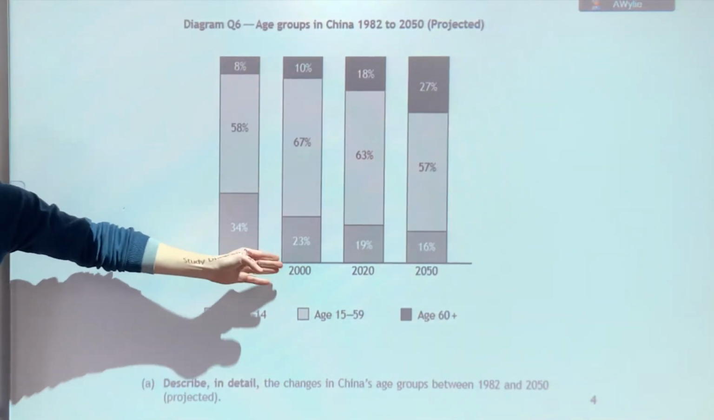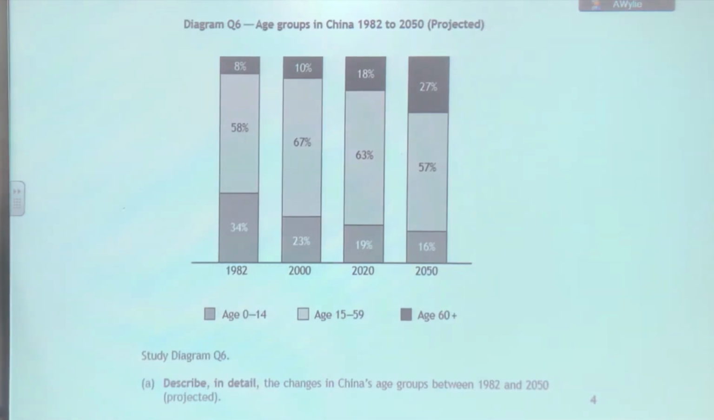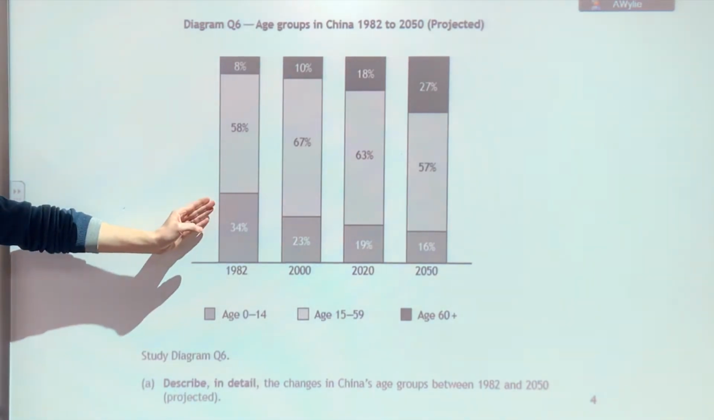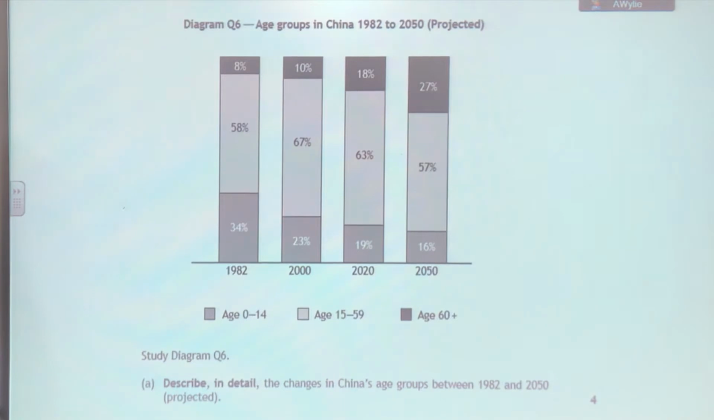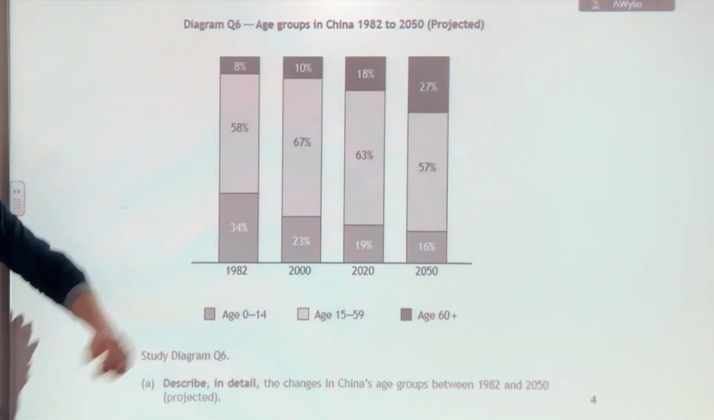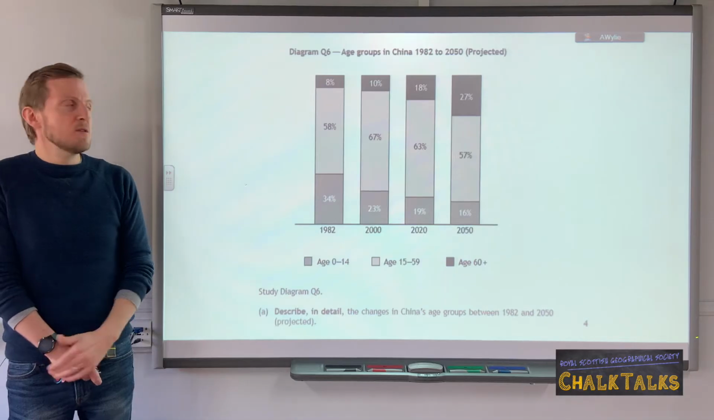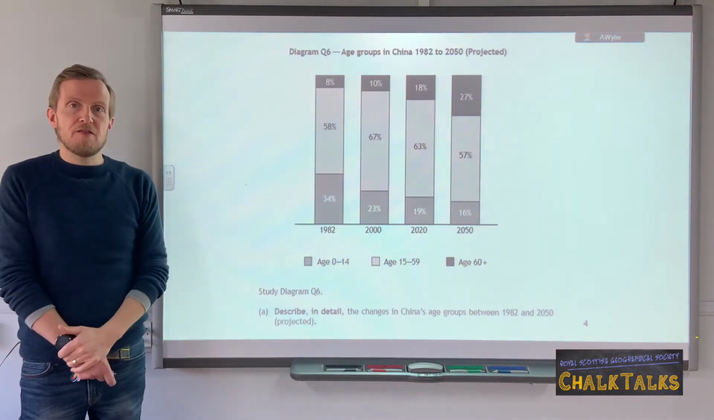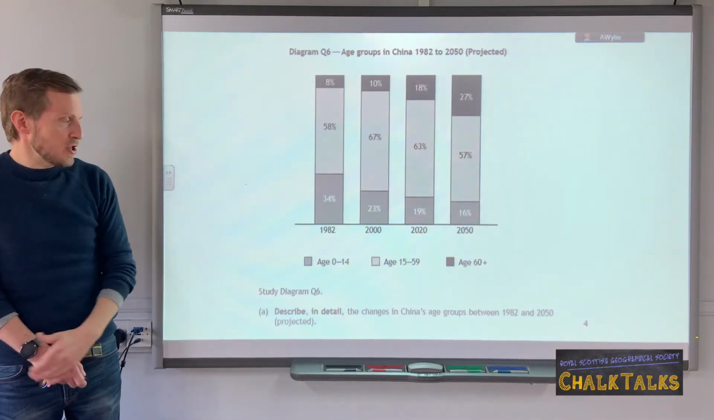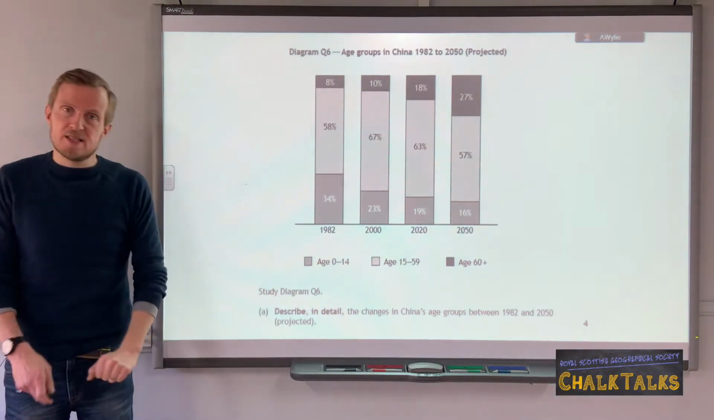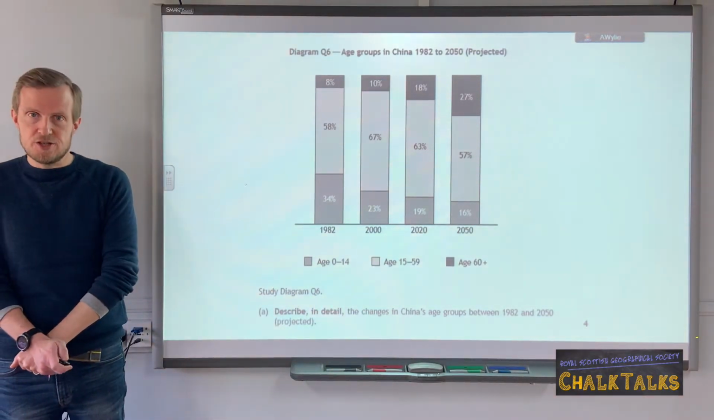My final mark might come from identifying the change at the bottom, where the 0 to 14 has gone from 34% decreasing to 16%. You can also pick up marks by identifying what is the biggest age group in any one of these bars. So for example, I could say that in 2050, the largest age group will be the 15 to 59 year age group. Every point I made was based on giving information from the graph and how this has changed, because that is what the question requires, to describe in detail the changes.